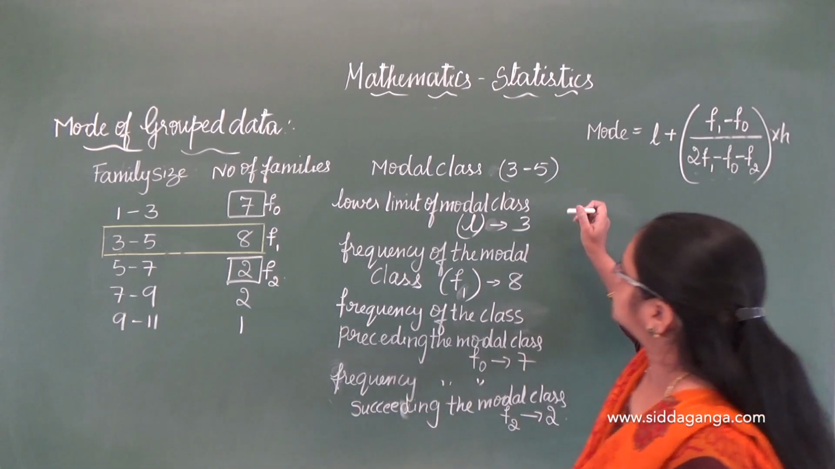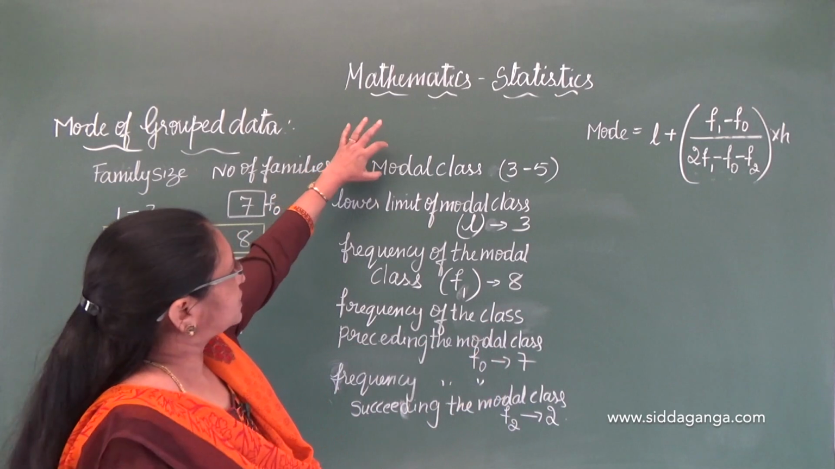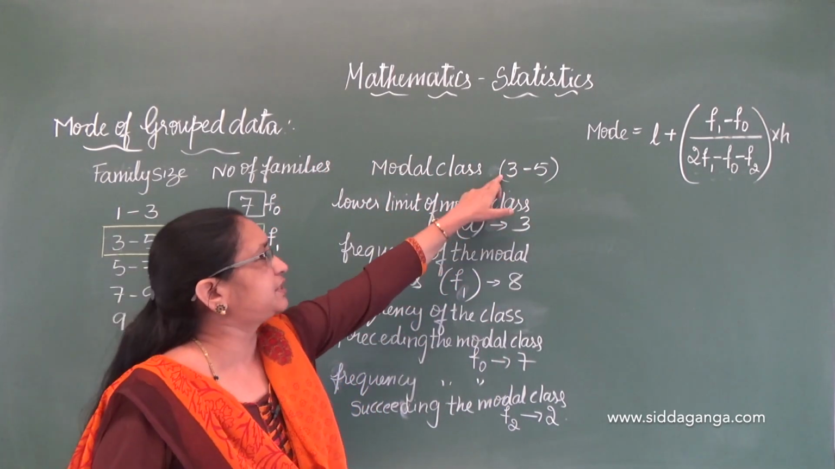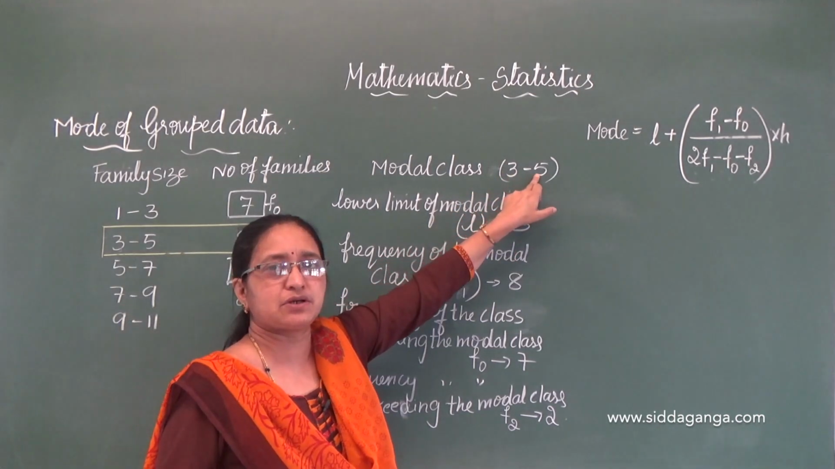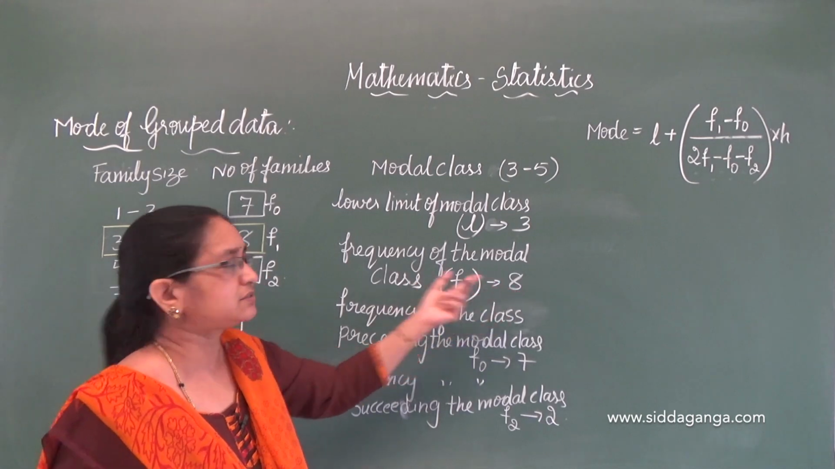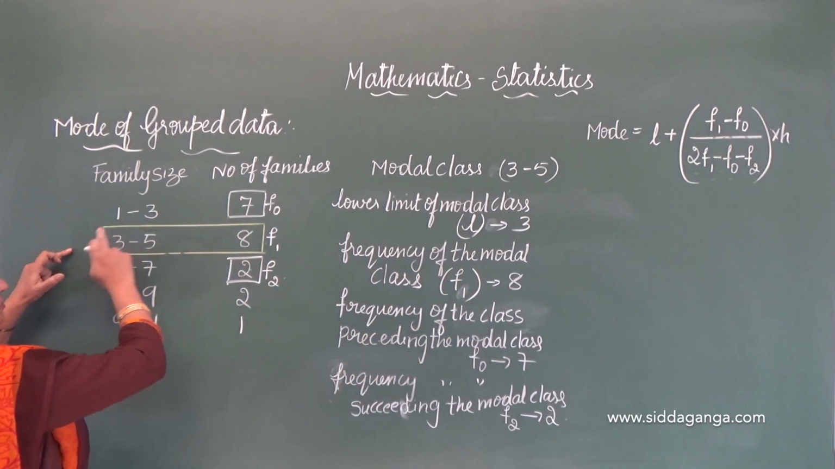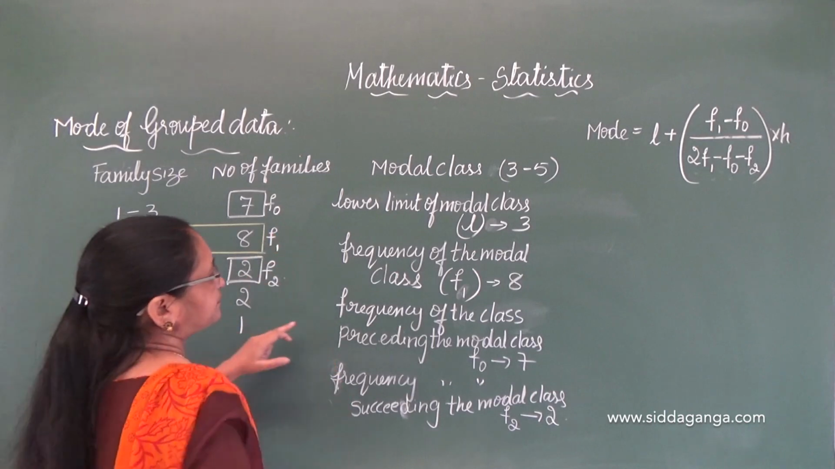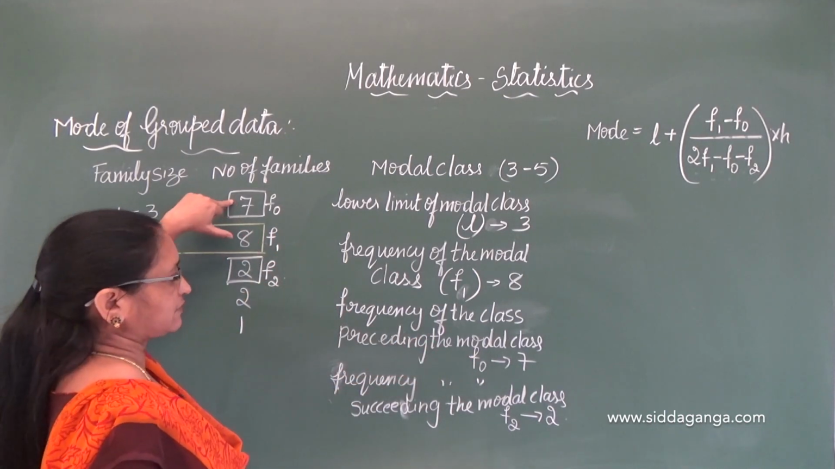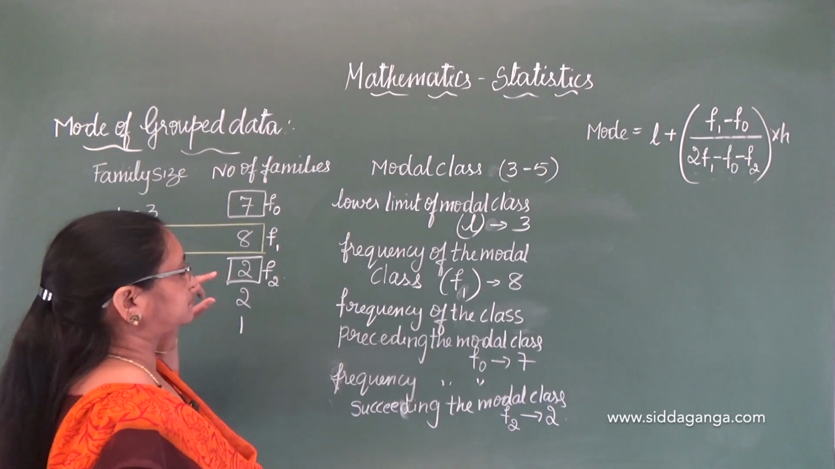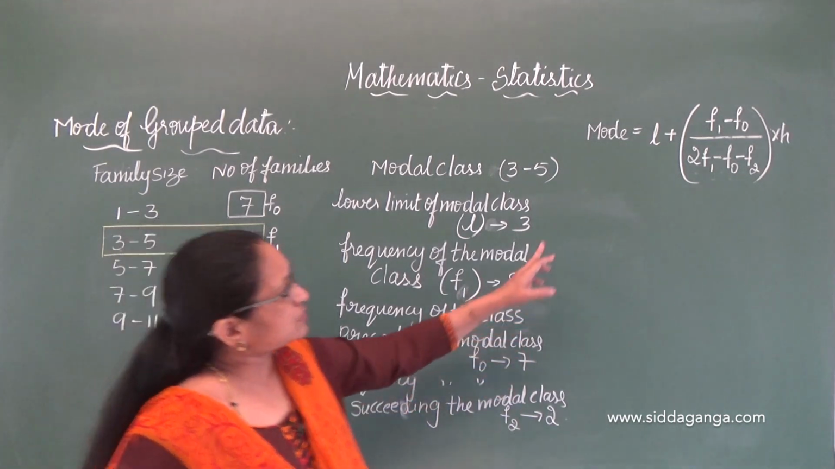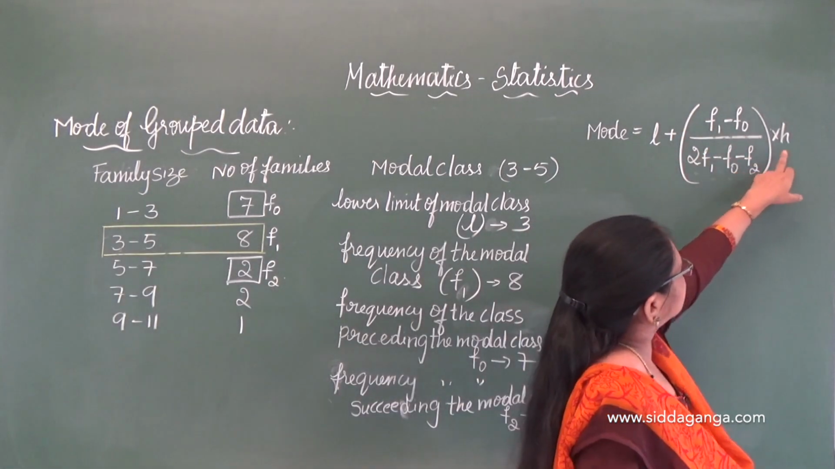Okay, now just see. Once again I will explain. First, modal class is 3 to 5. Lower limit of the modal class is 3, and this is the upper limit. Frequency of the modal class is 8, that is F1. Frequency of the class preceding the modal class is 7, and frequency of the class succeeding the modal class is 2, that is F2. Now I hope you understood all the terms.